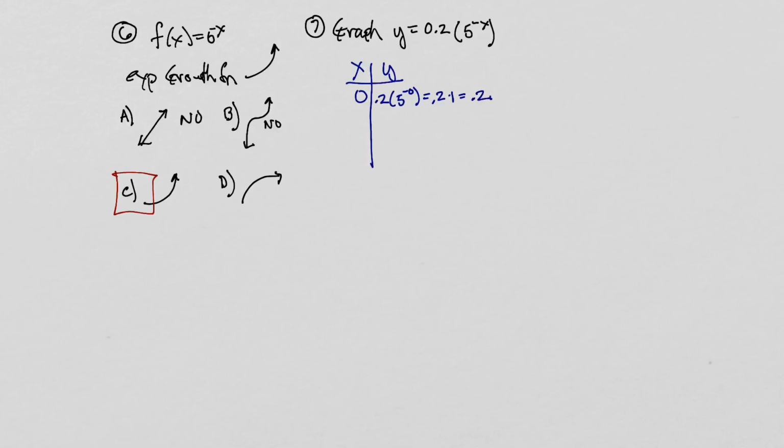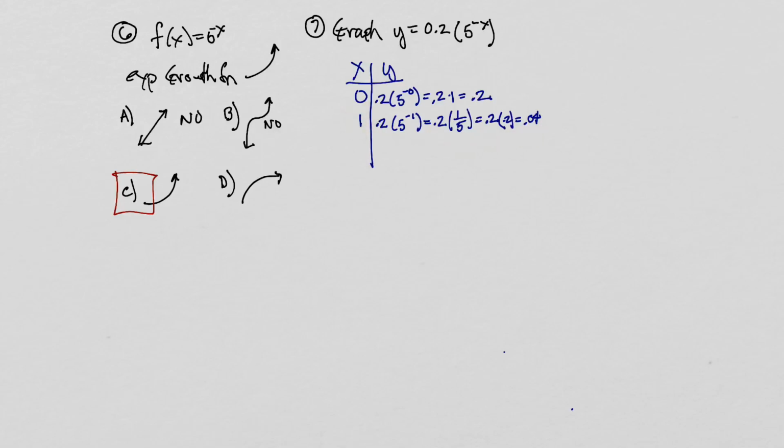How about when x is equal to 1? So we'll get 0.2 times 5 to the negative 1. 5 to the negative 1 is 1 over 5 to the positive 1. So we get 0.2 times 1/5. Now 1/5 turns out to be another 0.2, so we end up with 0.04. You can do this on a calculator too. So when x is 1, we're way down here at 0.04.